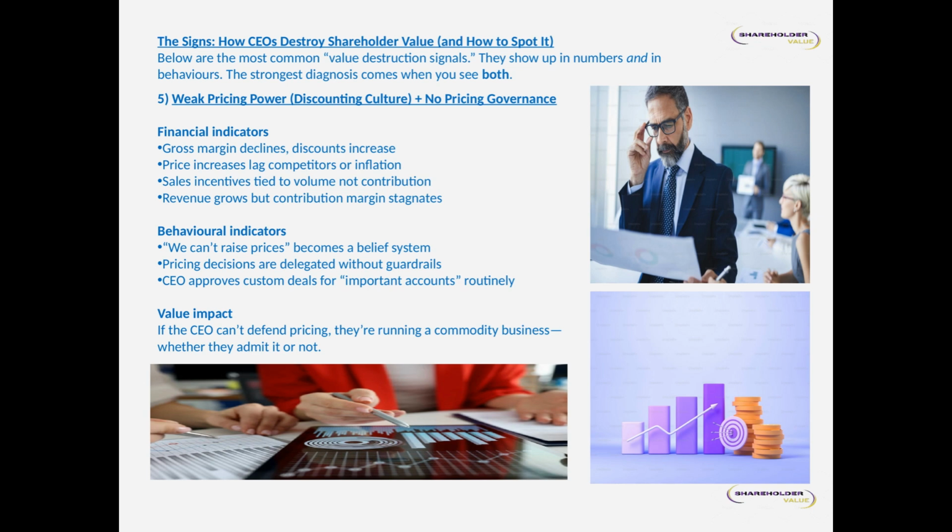Ultimately, if a CEO can't defend pricing, it means they're operating a commodity business, whether they acknowledge it or not, undermining shareholder value in the process.